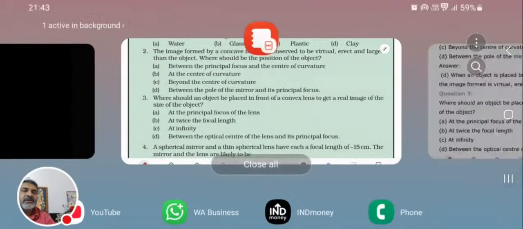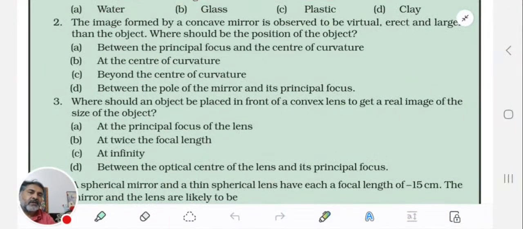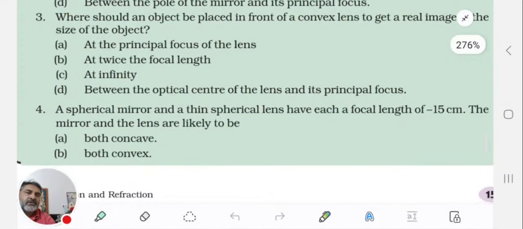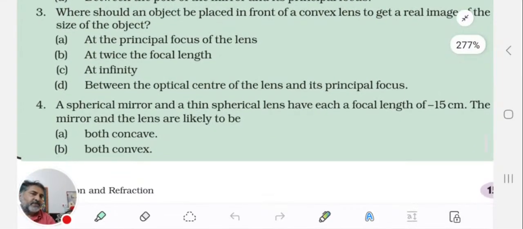Question number 3: where should an object be placed in front of a convex lens to get a real image of the size of the object? That is, where should we place it to get an image the same size as the object?